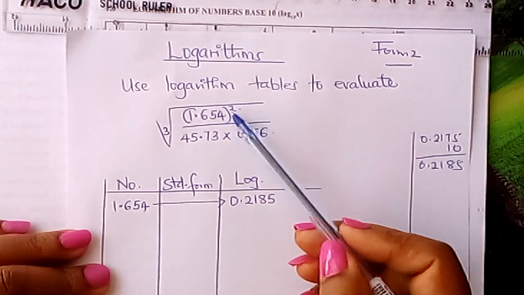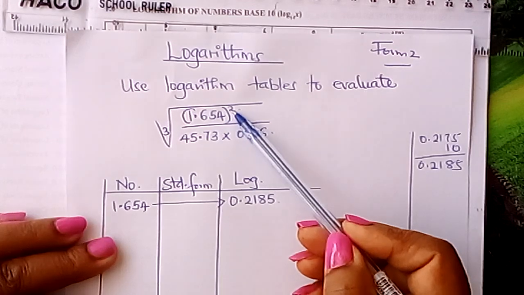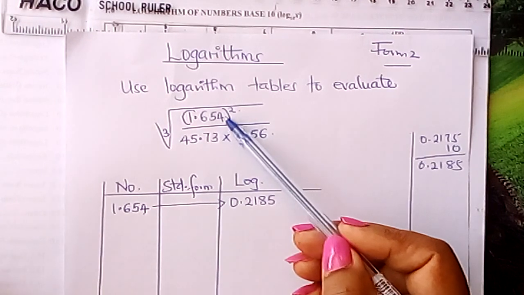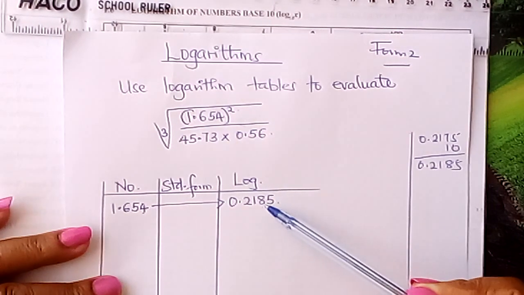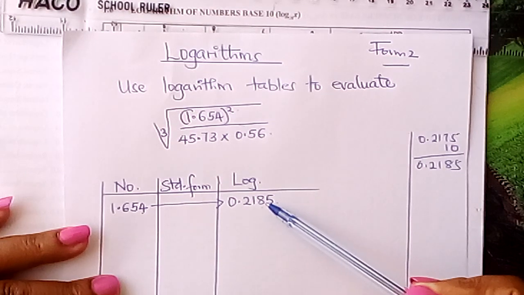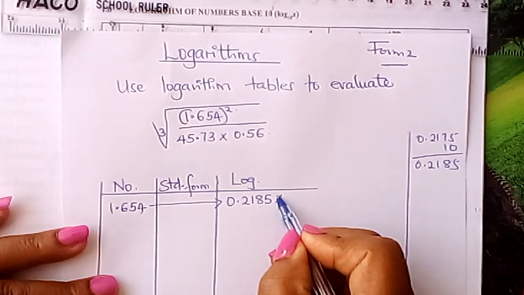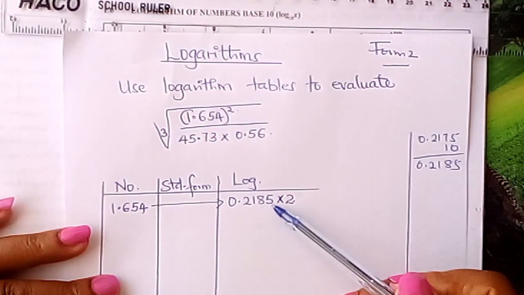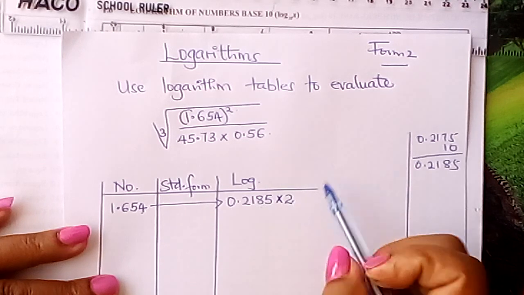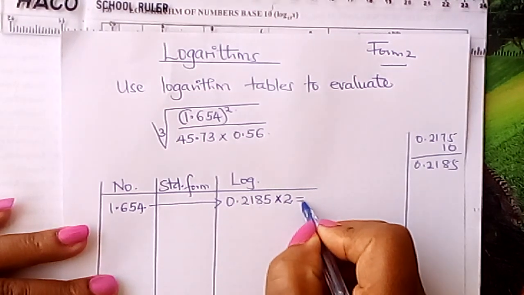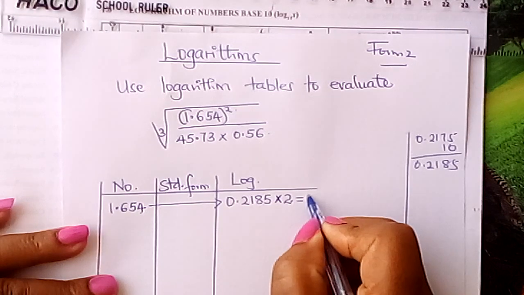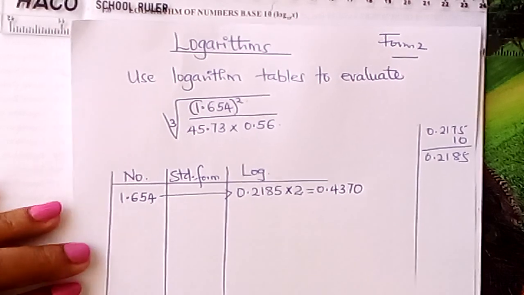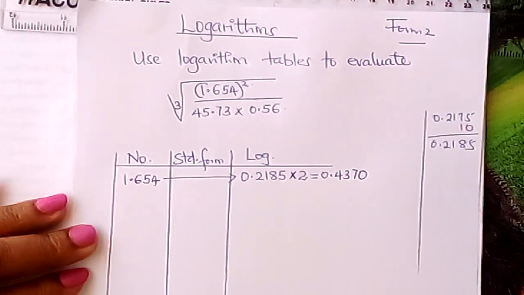Then, learner, in our question the number is squared. If a number is raised to a power, what do you do with the logarithm? You multiply the logarithm by that power. Our power was 2, so we multiply this by 2 and get 0.4370. That is the logarithm of our numerator.